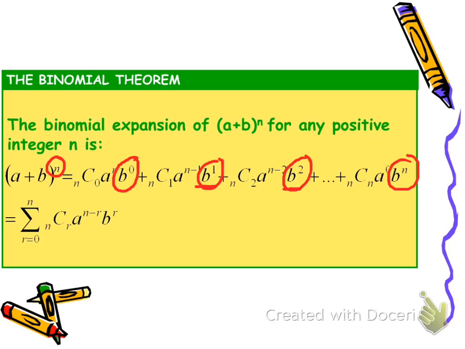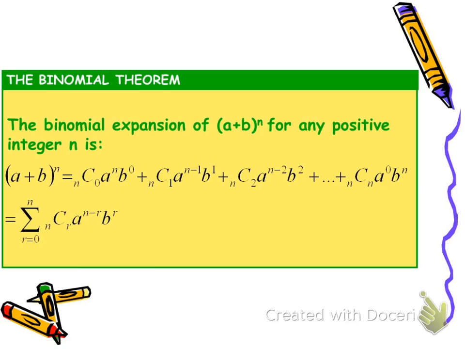This expansion, the series I should say, can be written in summation notation. When we write it in summation notation, let's first look at our upper and lower limit. Our lower limit will always be 0. Our upper limit will be the power that we're raising the binomial to. So these will match. Now let's take a look at the combination, or the rule.